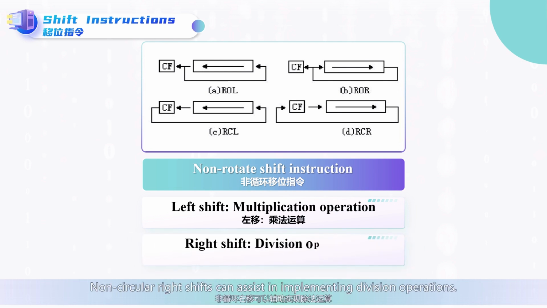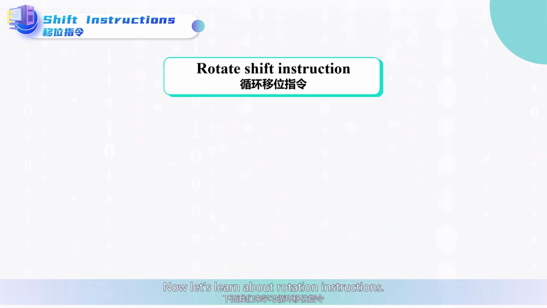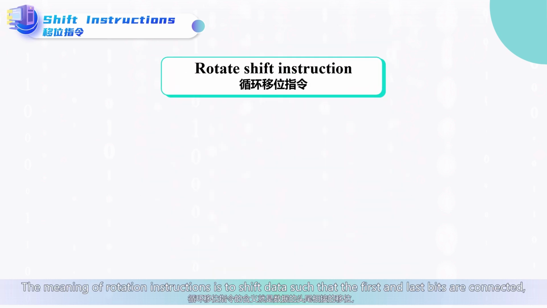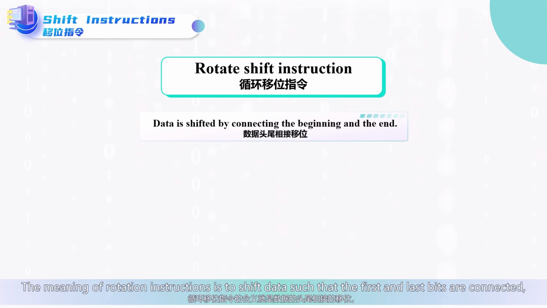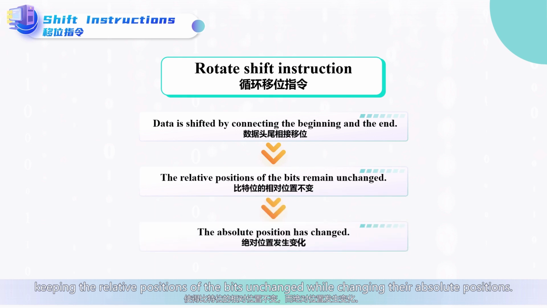Non-circular right shifts can assist in implementing division operations. Now, let's learn about rotation instructions. The meaning of rotation instructions is to shift data such that the first and last bits are connected, keeping the relative positions of the bits unchanged while changing their absolute positions.